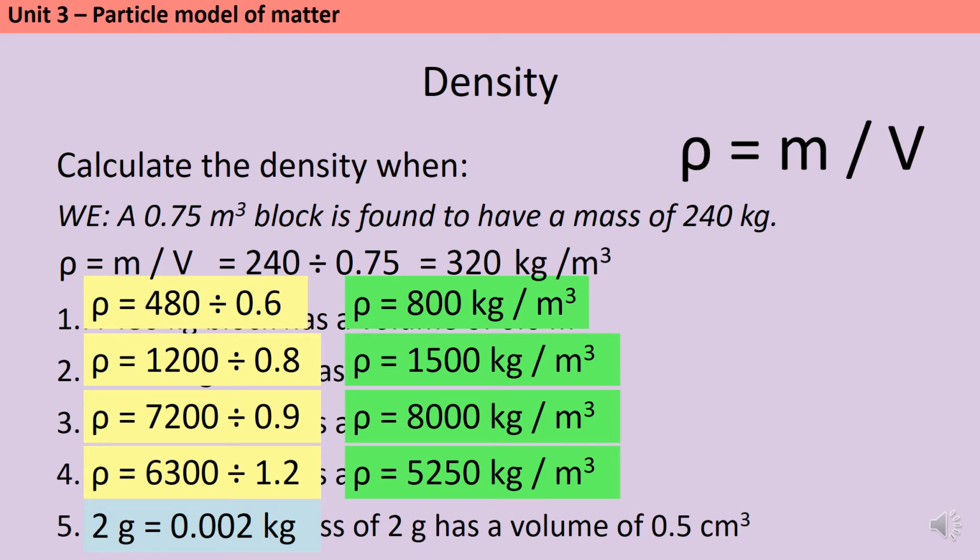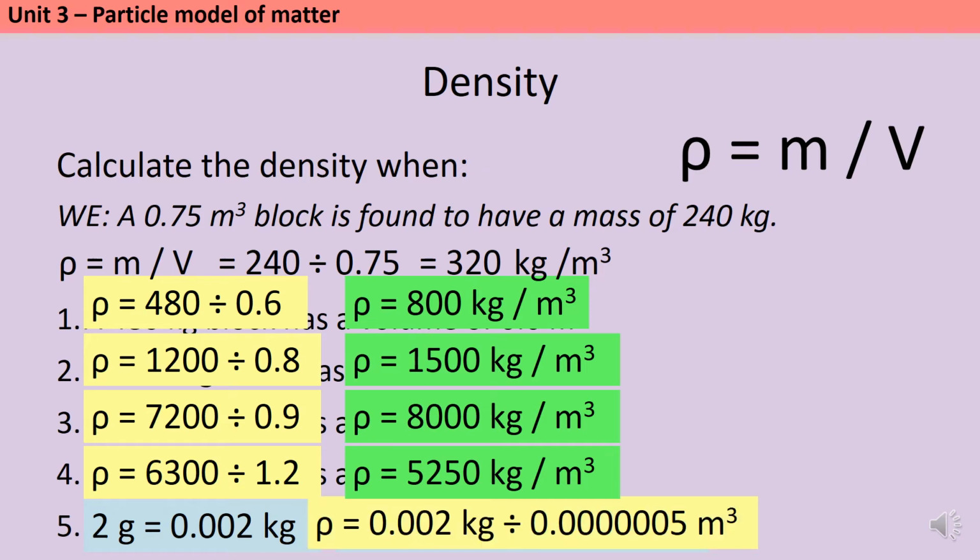2 grams is 0.002 kilograms. And 0.5 centimetres cubed is 0.0000005 metres cubed. So if you then divide the mass by the volume, you get a density of 4,000 kilograms per metre cubed.